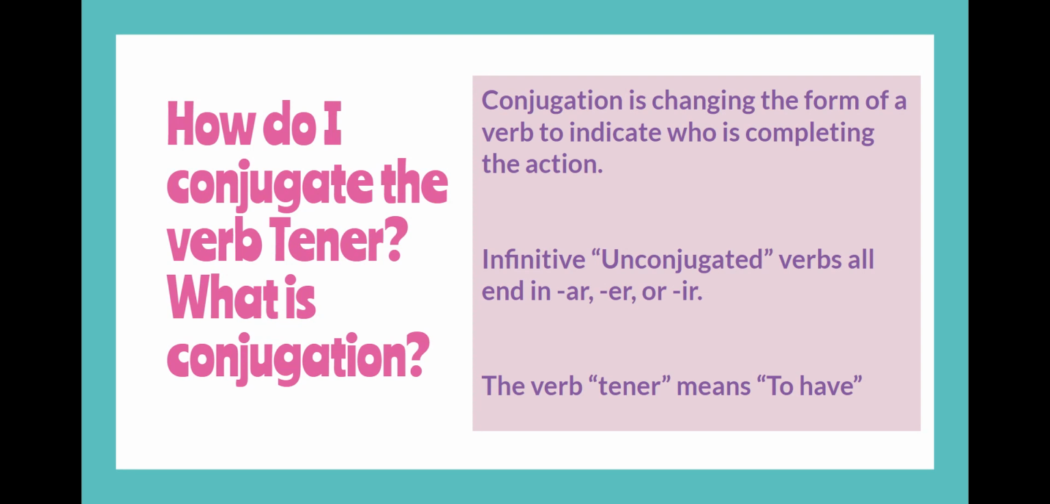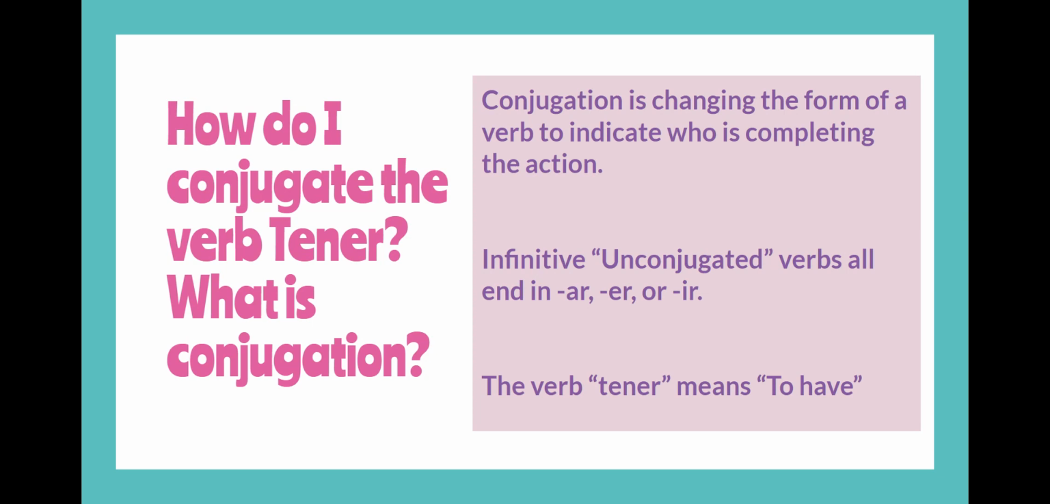So, conjugation is changing the form of the verb to indicate who is completing the action. So, this would be like I have, she has, we have, adding in the people who are doing it. An infinitive is your unconjugated form of your verb, and all verbs that are unconjugated or in their infinitive form end in AR, ER, or IR. And that's how we're going to identify them moving forward.